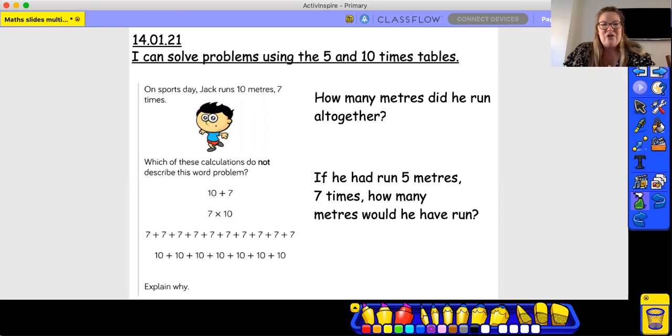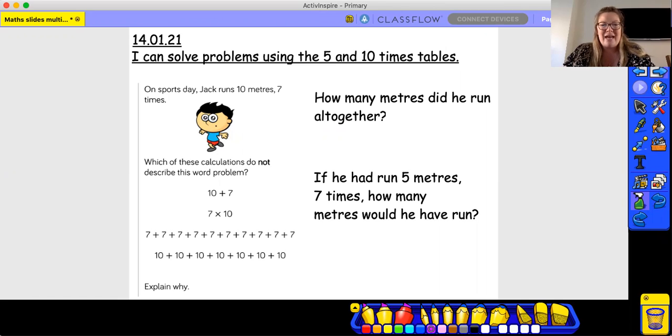So, on sports day, Jack runs 10 metres 7 times. Which of these calculations do not describe this word problem? 10 add 7, 7 multiplied by 10, 7 add 7, add 7, add 7, add 7, add 7, add 7, add 7, add 7, add 7, and 10 add 10, add 10, add 10, add 10, add 10, add 10. It's your challenge to explain which do describe the word problem and which don't, and explain your answers.